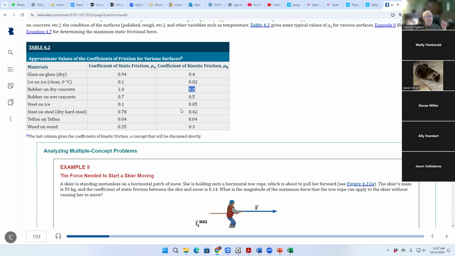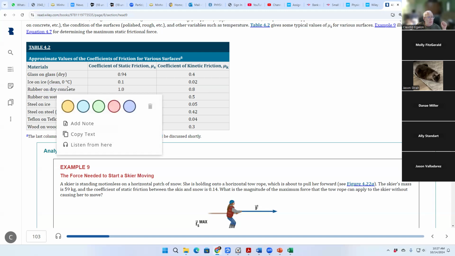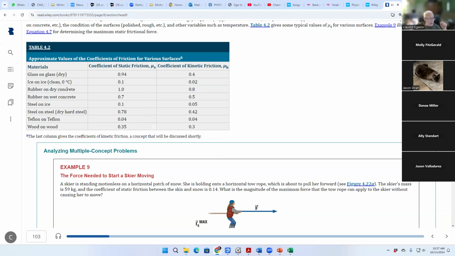Rubber on wet concrete, so the coefficients of static and kinetic friction decrease compared to dry, right? And there is also a coefficient of kinetic and static friction not for dry concrete, but for the asphalt pavement, which is slightly less than that of concrete. They don't have here rubber on dry asphalt and wet asphalt. They don't have that in this table.